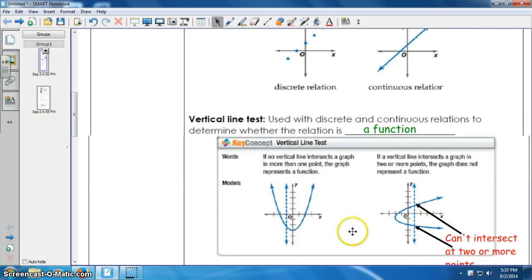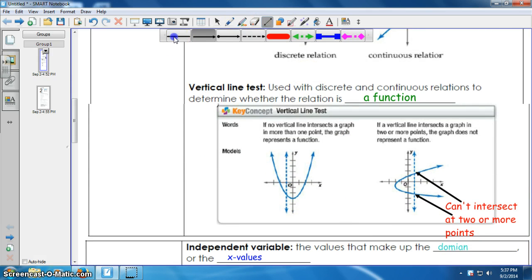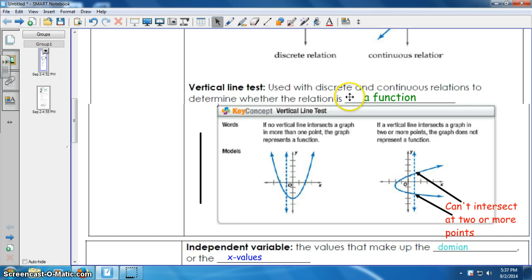We've already talked about the vertical line test, but to talk about that again, some of this stuff is going to repeat from a previous lesson. It uses the discrete and continuous relations to determine whether it is a function. So if no vertical line intersects a graph in more than one point, the graph represents a function. So if we were to pull this all the way through, and it's only touching at one point all the way through there, that one would be a function. Over here though, we're touching at two different spots. So if a vertical line intersects a graph in two or more points, the graph does not represent a function.